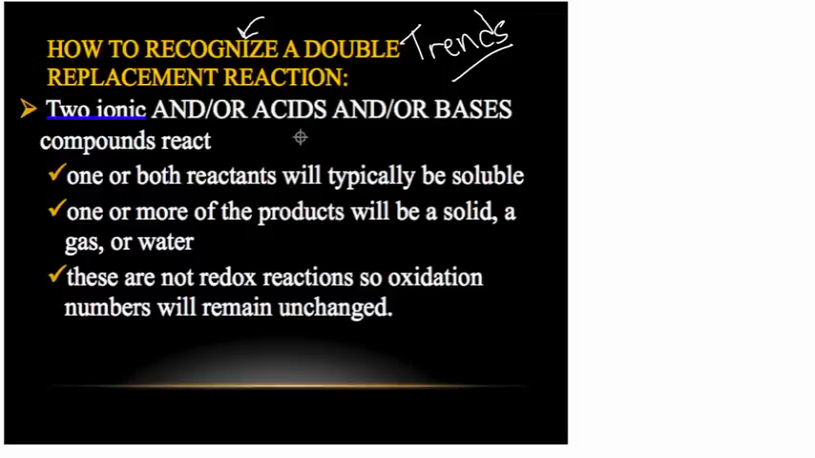Now, it could be two ionic compounds in this case. It could be an ionic and an acid, or an ionic and a base. Now, later on, we'll see acids with bases, and that is a subset of double replacement. And when we get into the acid-base unit in the spring semester, we will take time to review and focus on the particular double replacement that involves neutralizing an acid or a base.